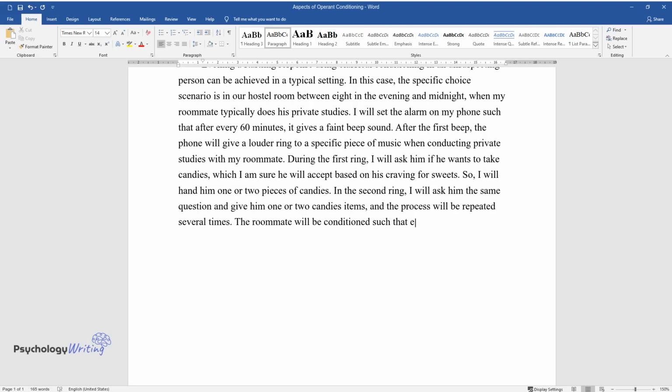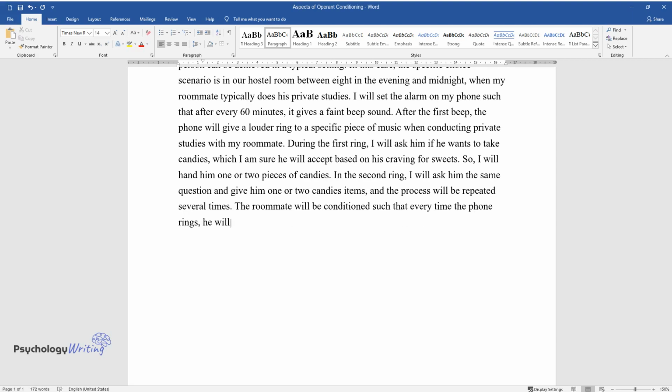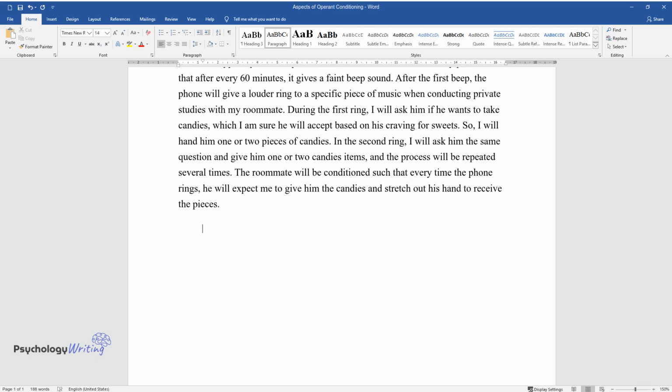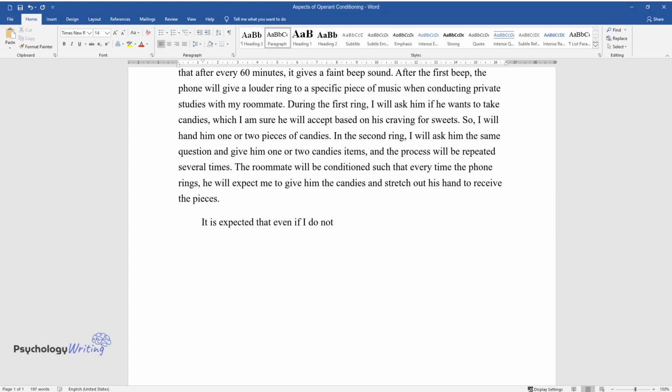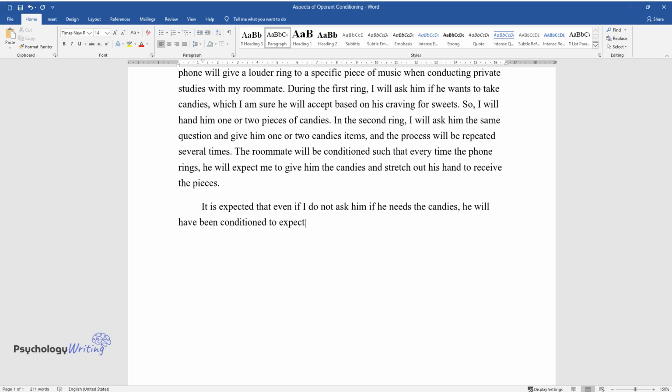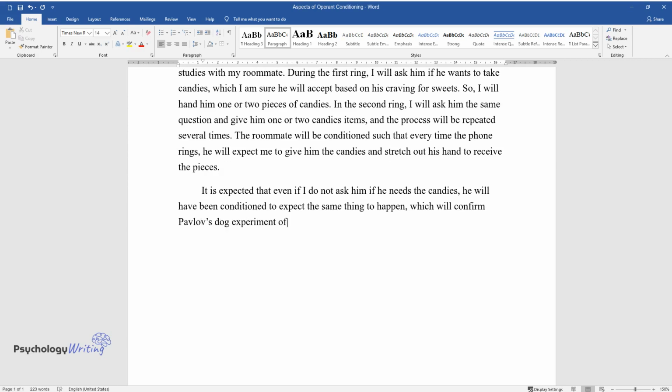The roommate will be conditioned such that every time the phone rings, he will expect me to give him the candies and stretch out his hand to receive the pieces. It is expected that even if I do not ask him if he needs the candies, he will have been conditioned to expect the same thing to happen, which will confirm Pavlov's dog experiment of conditioning.